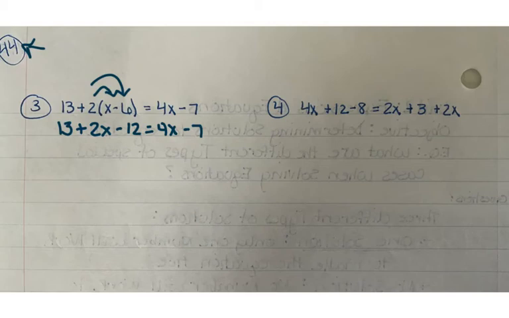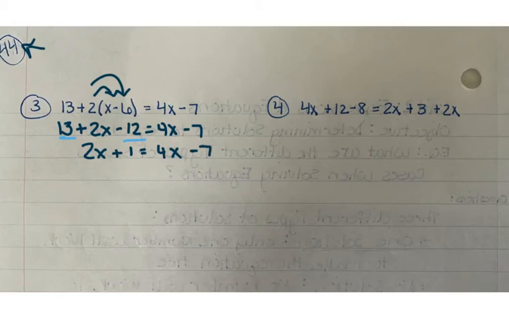Okay, now I have to combine some like terms. I got to put 13 and -12 together. So I'm going to get 2x plus 1 equals 4x minus 7.